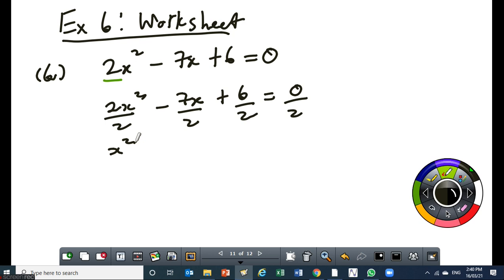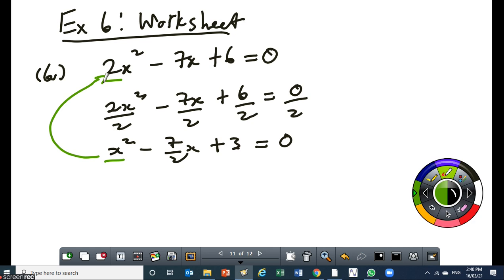Like that. As you can see, the coefficient of x squared is now equal to 1. This equation is exactly the same as that equation. It's just that I've made the coefficient of x squared equal to 1, because for you to solve by completing the square, the coefficient of x squared has to be a 1.